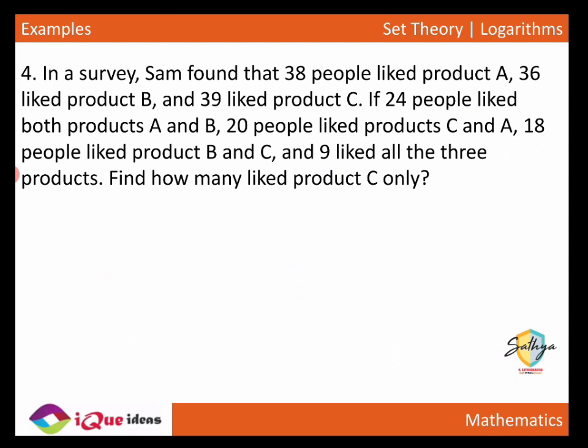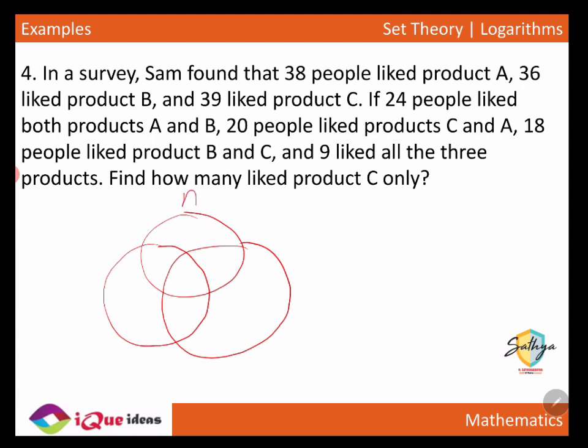Now, this is a question where we are talking about three products. So let's first make the circles for the three products, right? So we have circle A, we have circle B, we have circle C. 38 liked product A, 36 liked product B, 39 liked product C. 24 liked both A and B. So 24 is this region. That includes this and all three.